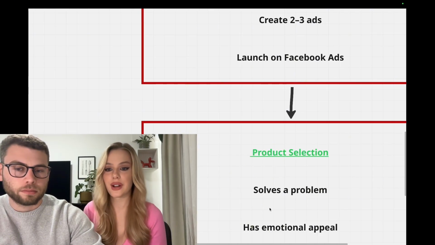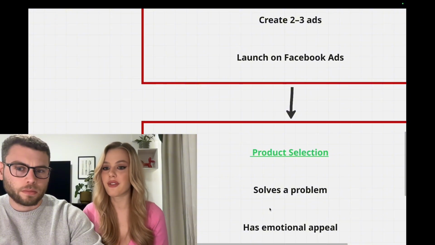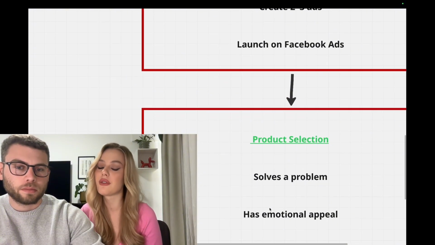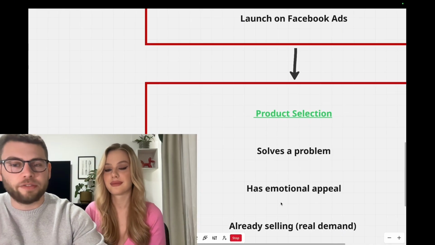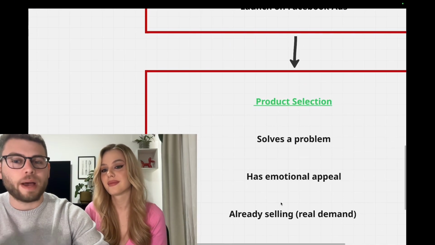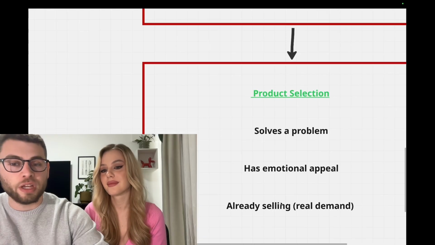And now let's talk about product selection. This is where everything starts. Your product needs to solve a real problem. If it doesn't, people have no reason to buy it. Second, it should have some kind of emotional appeal, something that makes people feel relief, excitement, or even curiosity.